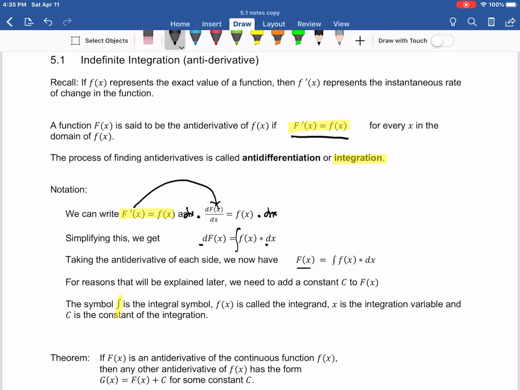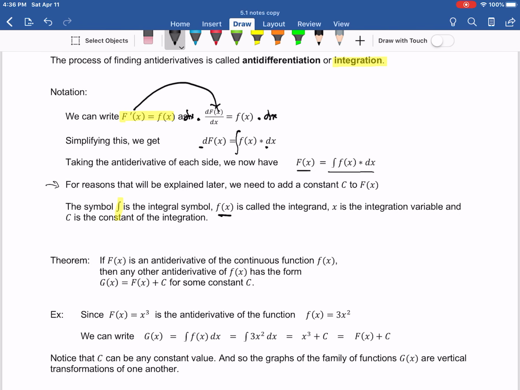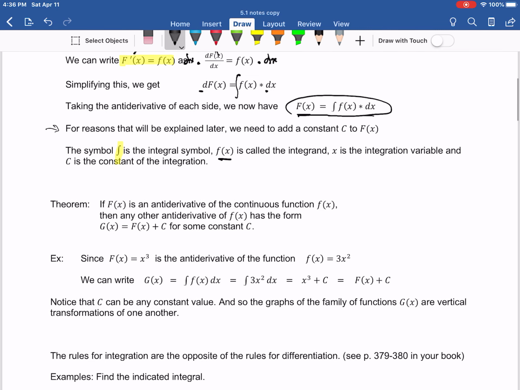Now, this line tells us that, for a reason that we will explain shortly, we need to add a constant c to f of x. So when we find big F of x by taking the integral of little f with respect to x, I have to add a constant c to my answer. Add a constant c to your final answer. Little f of x in that position is called the integrand. x is your variable of integration, and c, like I said, is our constant that we will add to our answer at the end.